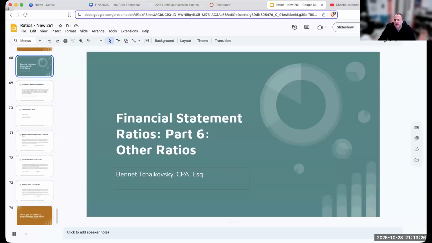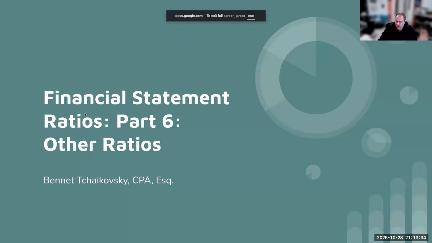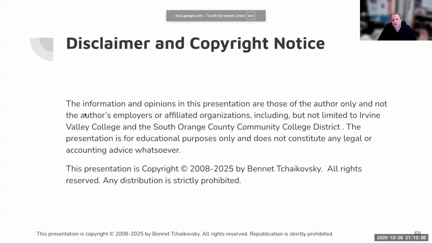Hello, everybody, and welcome. This is Bennett Tchaikovsky, and we're going to do some more financial statement ratios really before we get to DuPont and the Altman Z-score. We're going to take a look at some more interesting ones, and these are really going to probably apply more to technology companies.